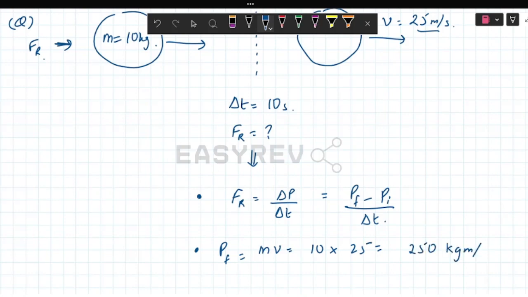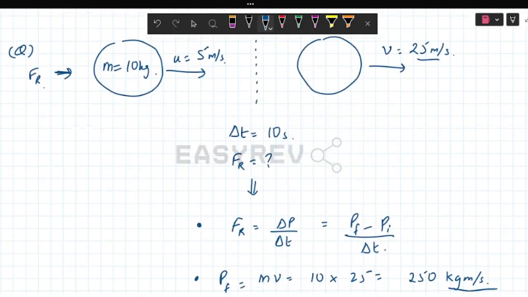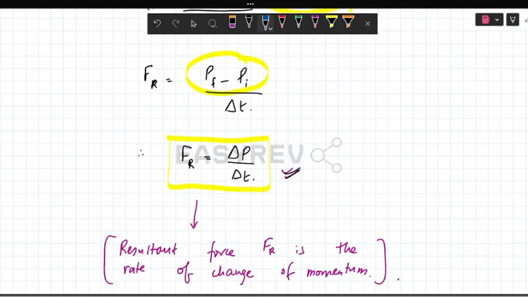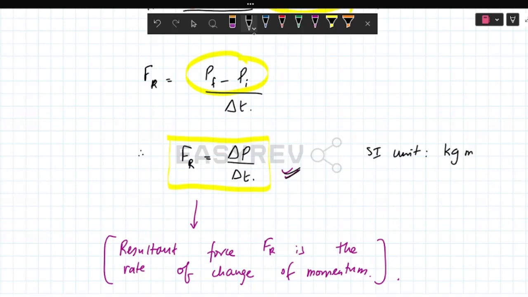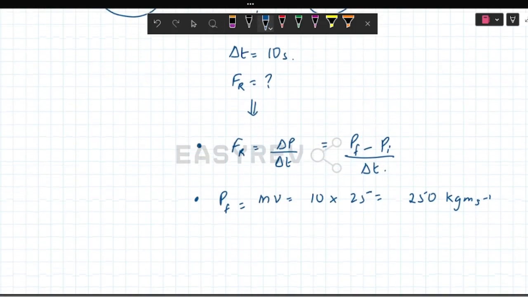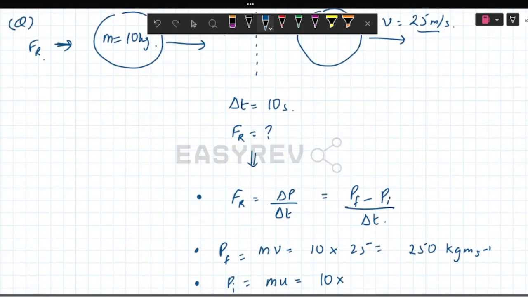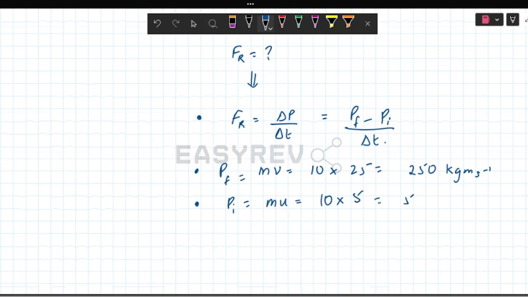Now I'll keep in mind that what I've written here as kg meters per second is precisely the SI unit. So let me mention it here for the sake of completion, that the SI unit for momentum is kg meters per second. So I'm writing that right here, right? So that's my final momentum. Now let me calculate my initial momentum, m times u: 10 times the initial velocity, which was 5 meters per second, and I get 50 kg meters per second.